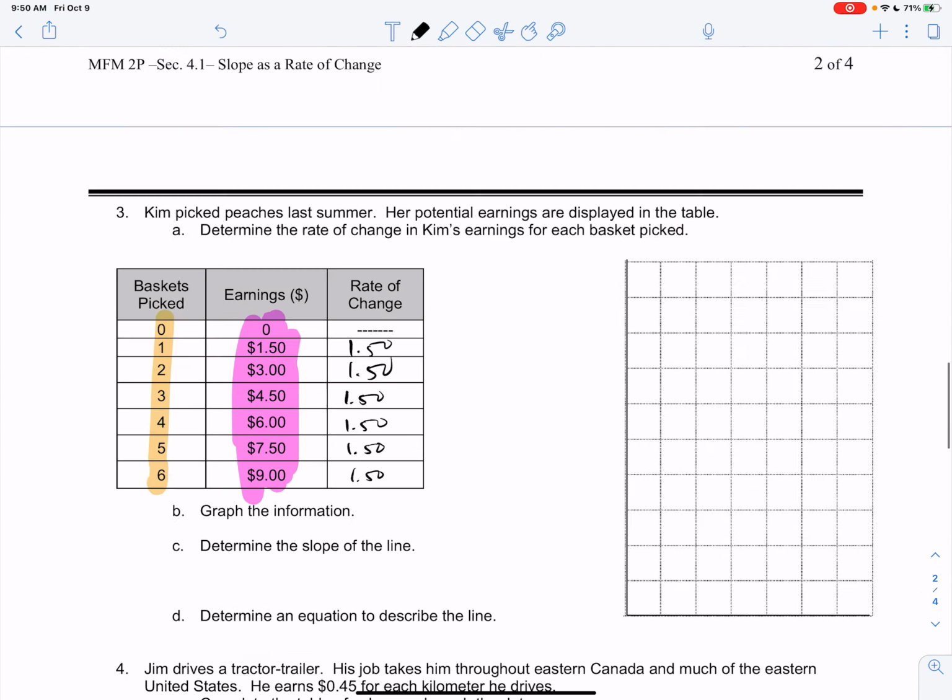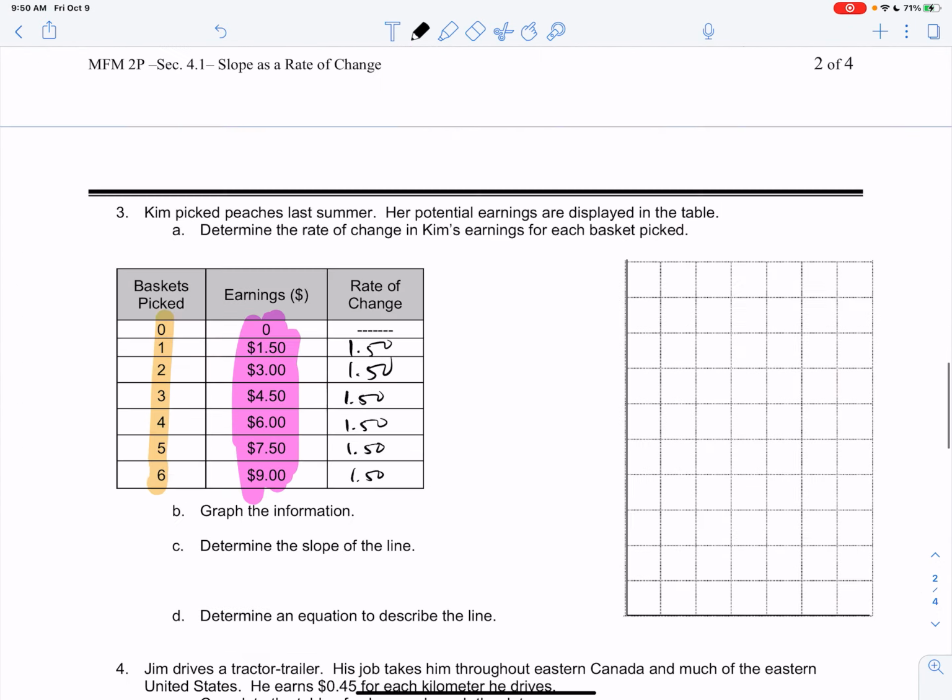For 4 here, let's do 4 together. You've got this guy here. He's a truck driver. He's making 45 cents per kilometer that he drives. Right away, we already know that per kilometer means per 1 unit. That's the rate of change, so I can calculate my earnings. Obviously, if I drive no kilometers, I get no money. If I drive 100 kilometers, I'm going to get 45 cents per kilometer. That's going to be $45.